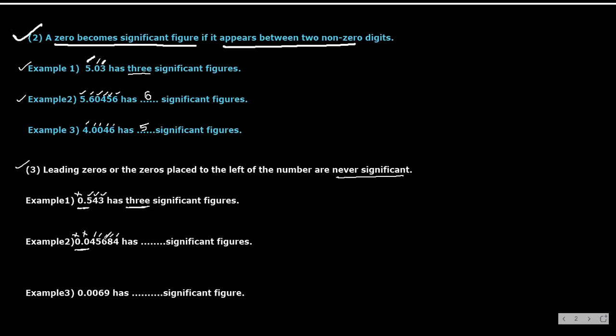How many? 1, 2, 3, 4, 5. So how many significant figures? 5. Now here you see, these are the three zeros. So this is not significant, not significant, not significant. Yes, yes. How many significant figures? 2 significant figures. Okay.